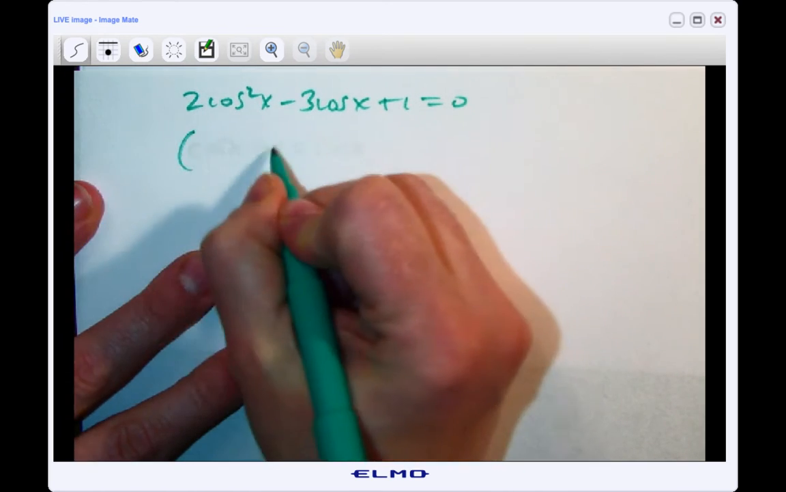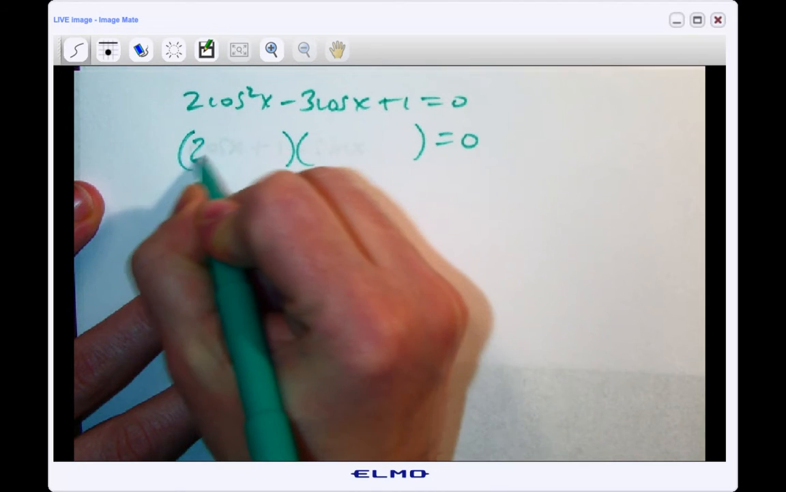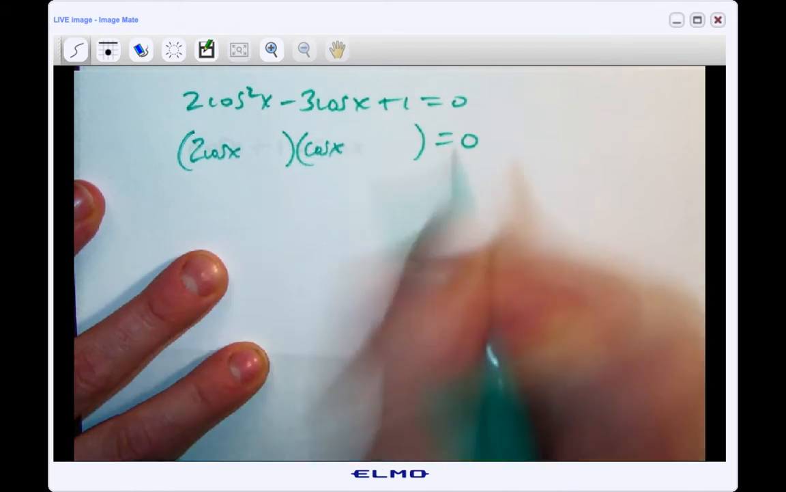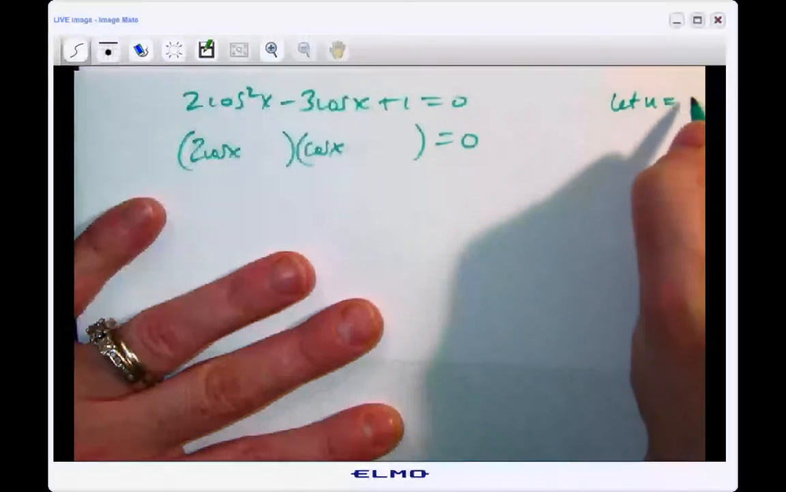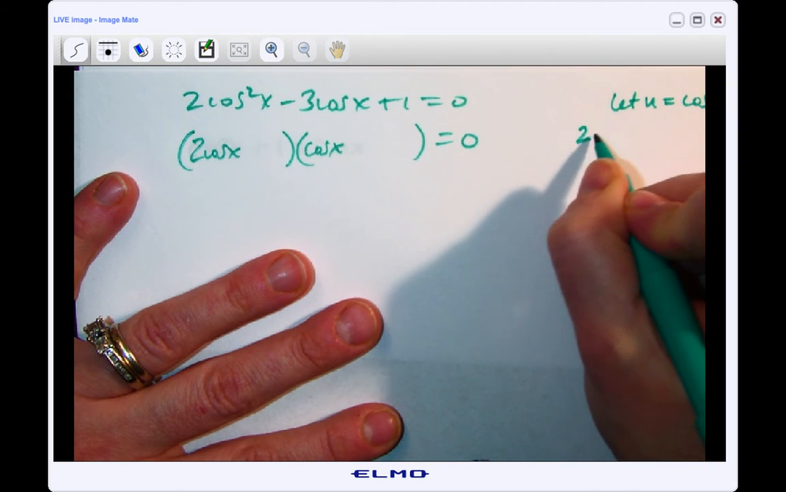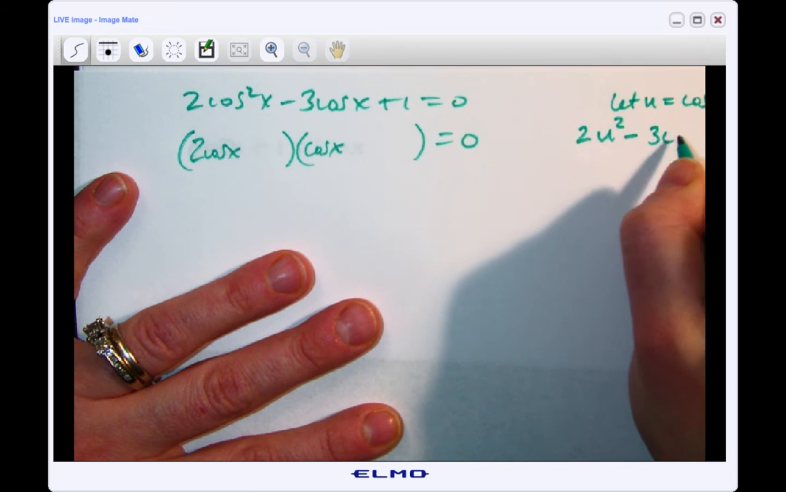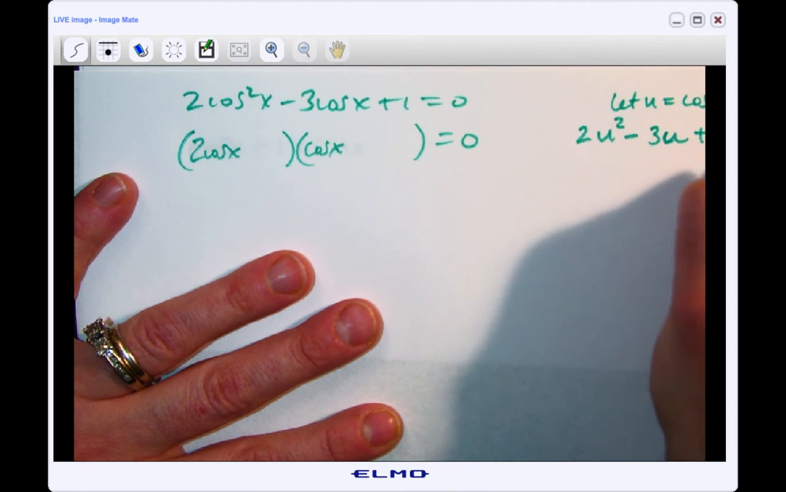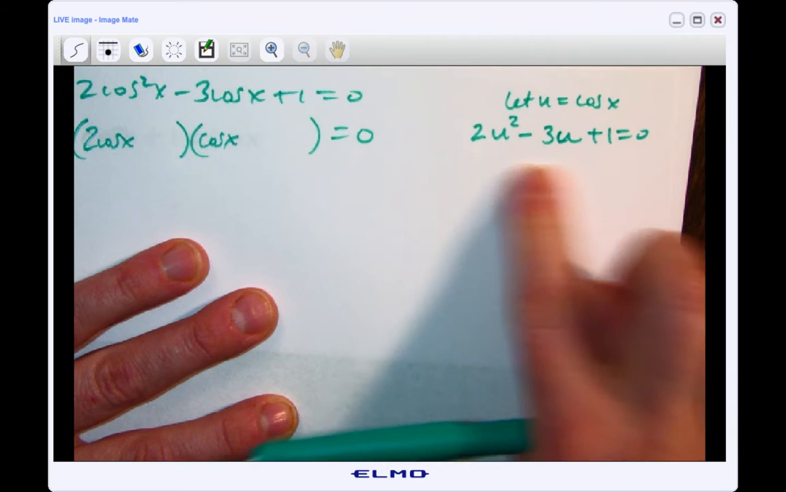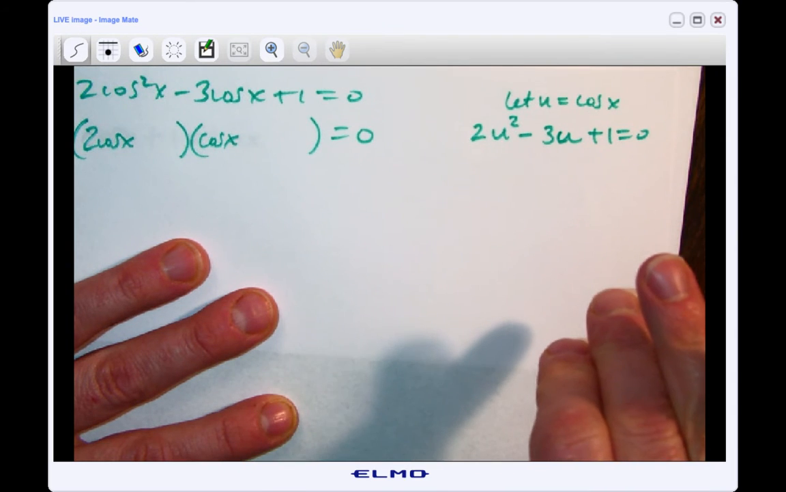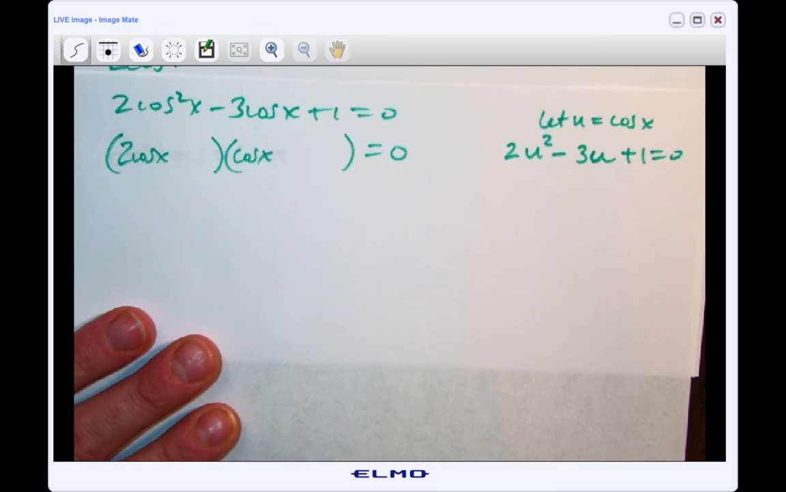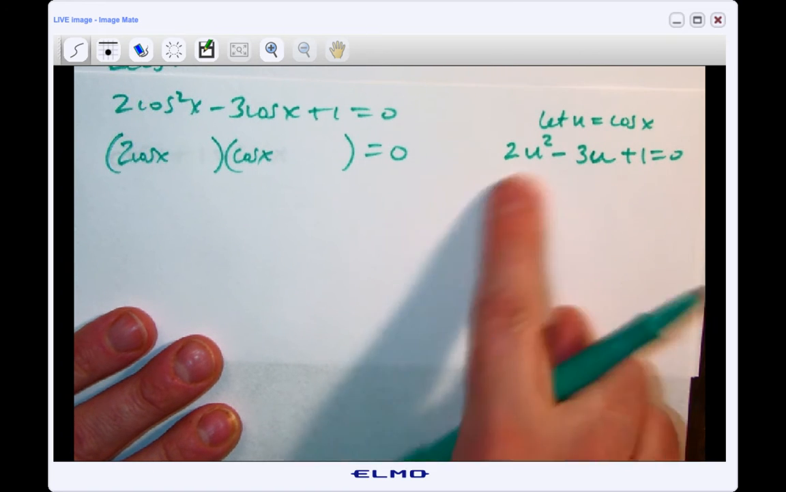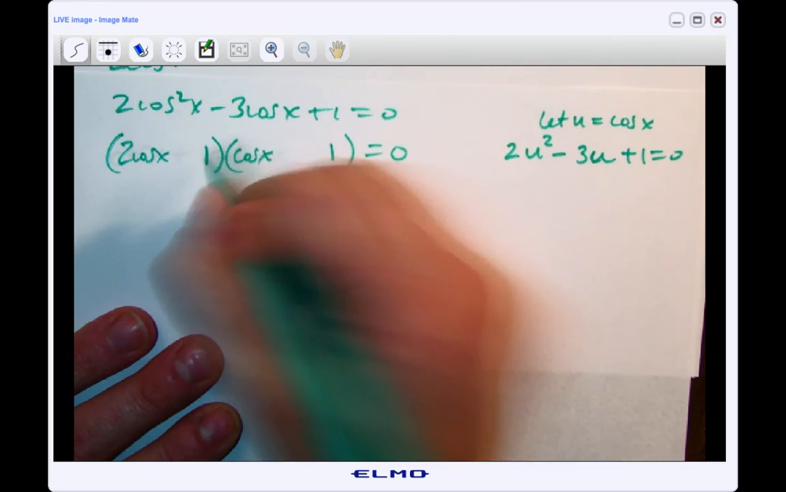All right, so here we go. I'm going to try to factor it. I know I need a 2 cosine x and a cosine x. And remember, if you're having a hard time doing it with the cosines, just make a little let statement, like let u equal cosine x, and factor this thing instead. You can do that, and then at the end, go ahead and put it back. But if you are able to do it with the cosines, I say go for it. To me, it seems like one less step, even though it's not that big a deal. Okay, obviously these have to be ones.